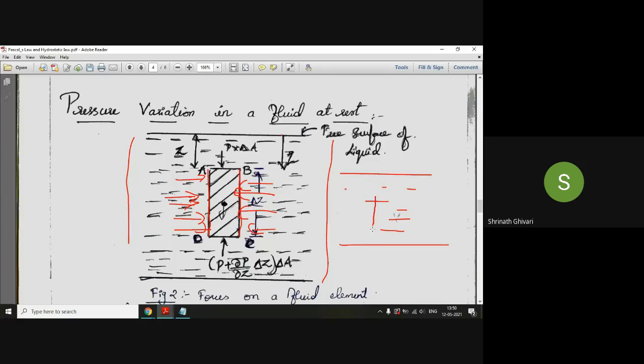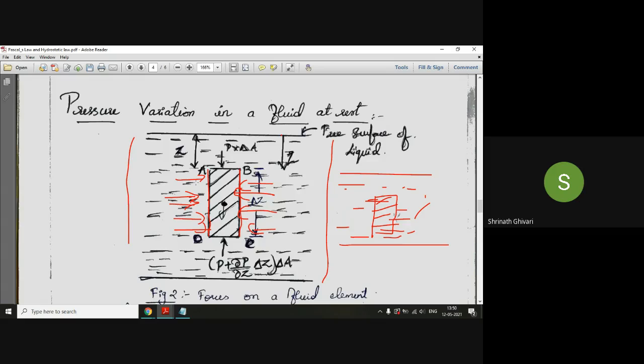So in that closed container, I'm taking a fluid element. Fluid element means, this is all fluid. So I can't find the property of each and every part of the static fluid, right? I have to take one element from this, that is this element which I have taken here. Okay, I'm considering a fluid element.